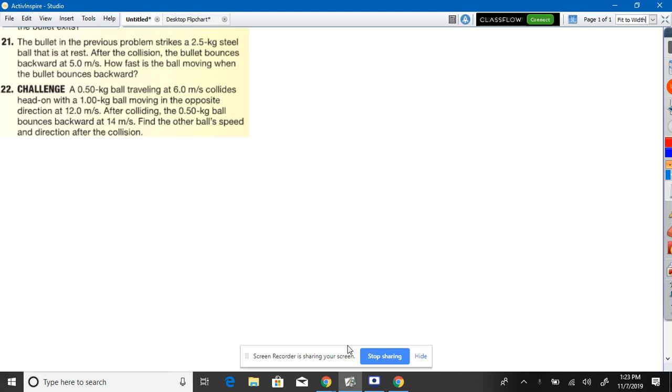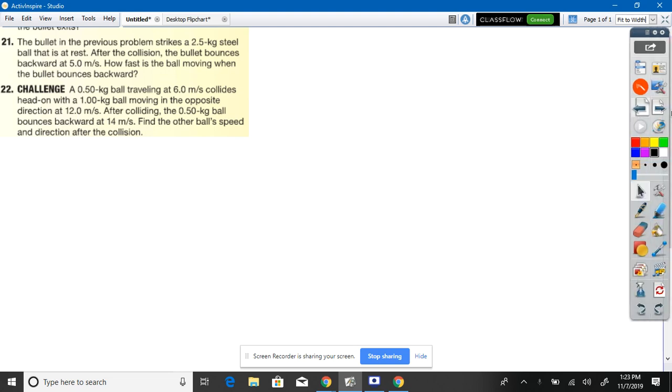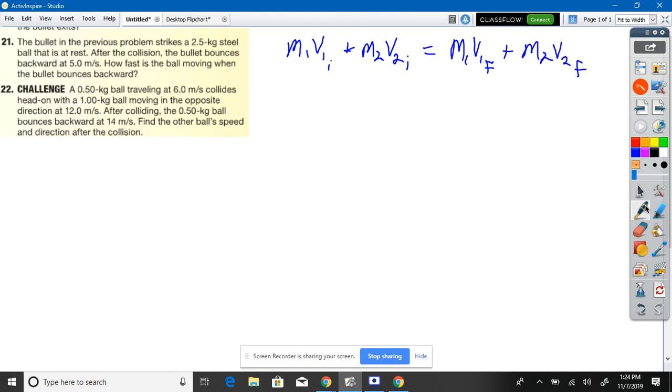This is an elastic collision, right? Because it says bounces backwards. What is the equation for the elastic collision? M1V1 initial plus M2V2 initial equals M1V1 final plus M2V2 final.